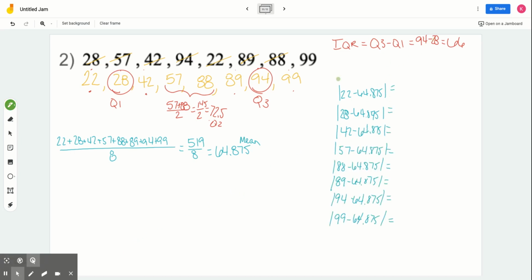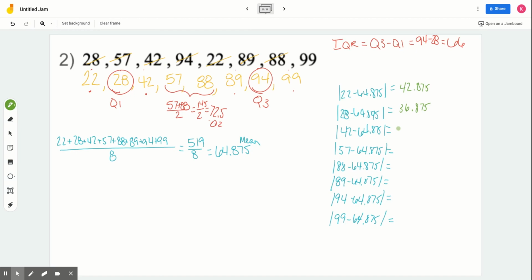All right, now that we've made our list of problems, we are finding the absolute value of the difference between each of our pieces of data and the mean of the data. So you can now go through and find the absolute value. So when I subtract these, I get negative 42.875. The absolute value of that would be 42.875. Here, negative 36.875. Absolute value makes it positive because remember that the distance is always positive.